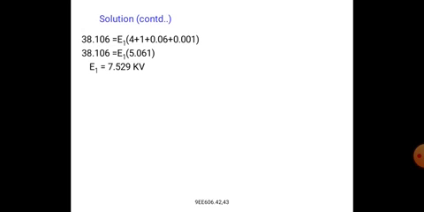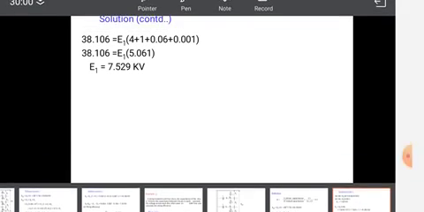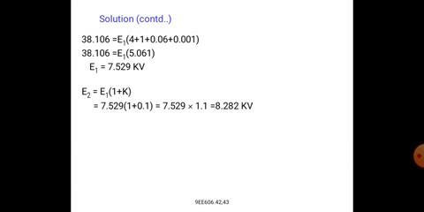So substitute the value in E2. E2 is nothing but E1 into (1 plus K). So that is 7.529 into (1 plus 0.1). So E2 is equal to 7.529 into 1.1, that is equal to 8.282 kV. Similarly, E3 is equal to E1 into (1 plus 3K plus K square). So substitute the value.